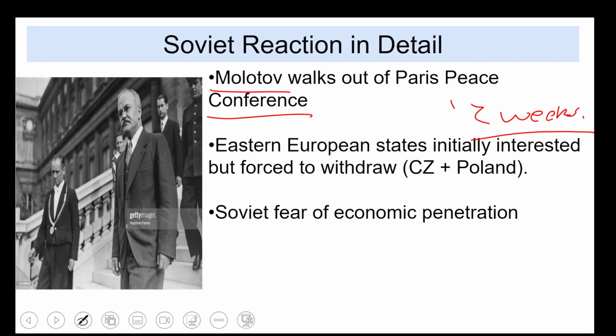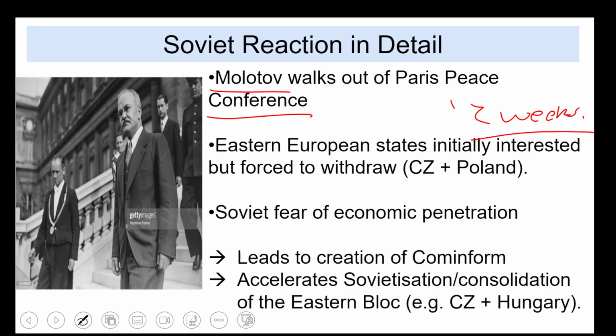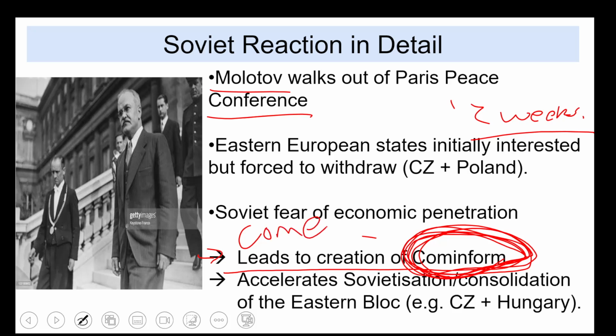So what does this lead to? Well, basically, in September 1947, it leads to the creation of Cominform, which we know is closer integration of communist economies and also communist political structures. And it also accelerates the Sovietization and consolidation of the Eastern Bloc, with increasing Soviet influence in Czechoslovakia and Hungary, which were the two main players that weren't yet formally under Moscow's iron rule. So, interestingly, the Marshall Plan doesn't really create division, it just accelerates the previous division that has already existed.